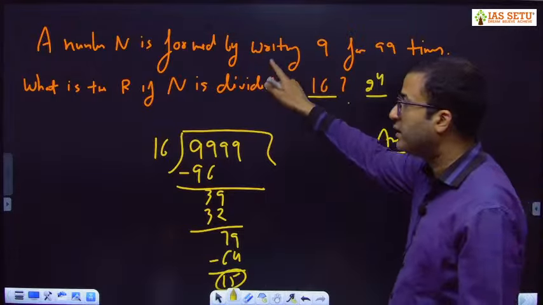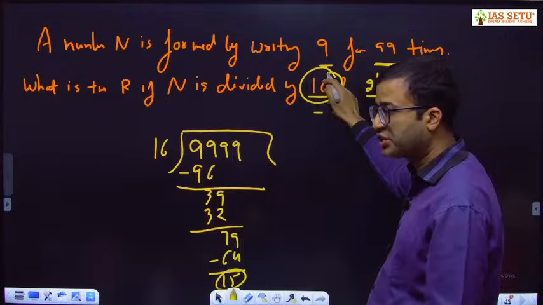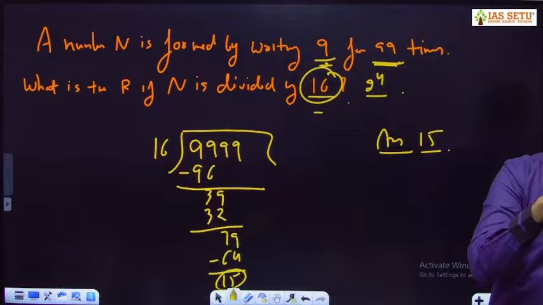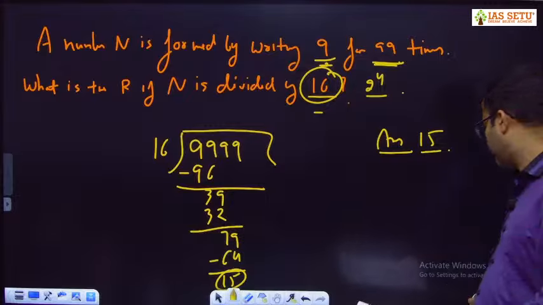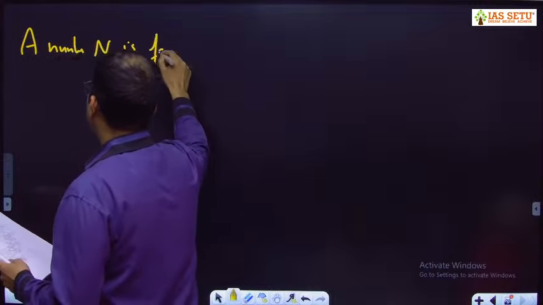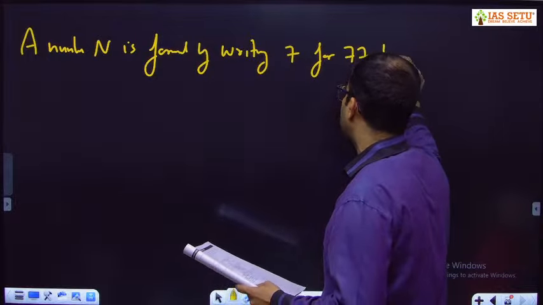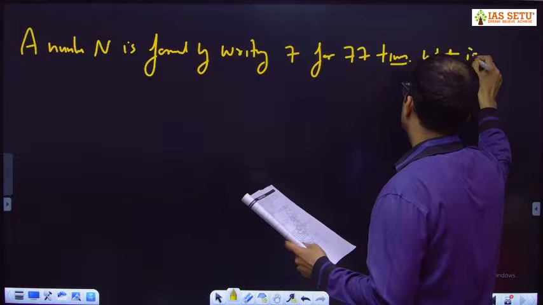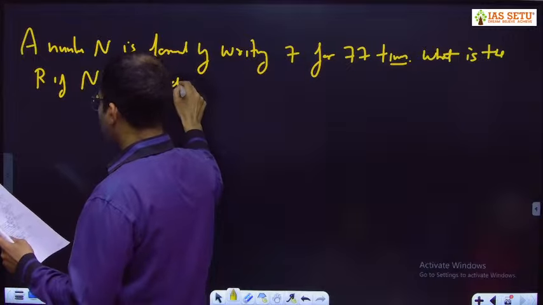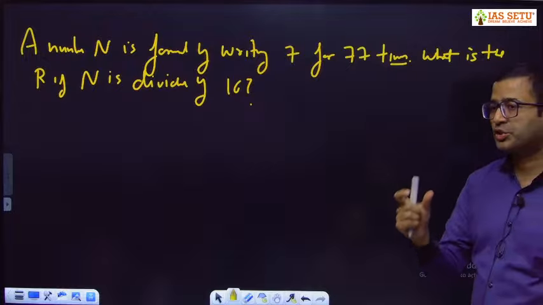Question is, a number n is formed by writing 9 for 99 times. What is the remainder if this number is divided by 16? In your number you have 9 how many times? 99 times. 99 digits are there. So you check only the last 4 digits. Wait, I take 2 more examples. You write, a number n is formed by writing 7 for 77 times. What is the remainder if n is divided by 16?